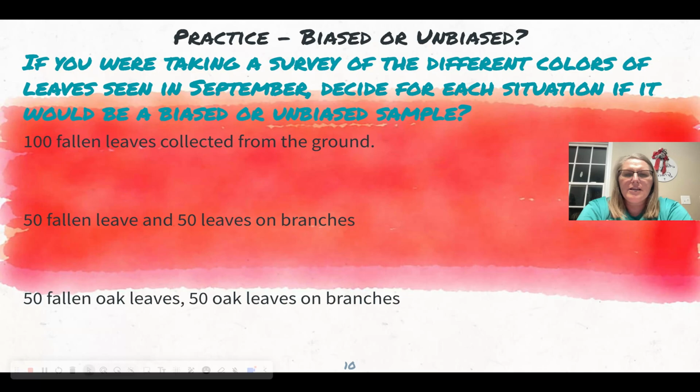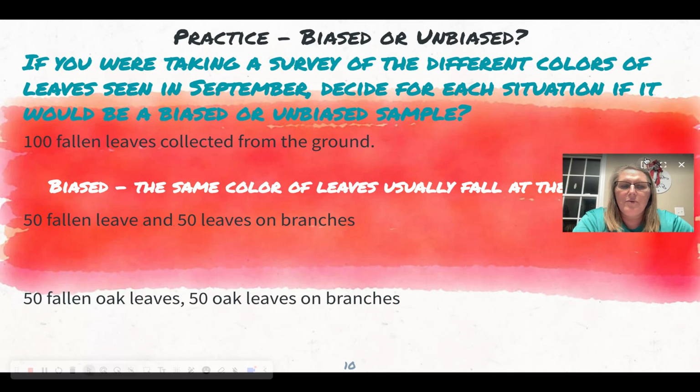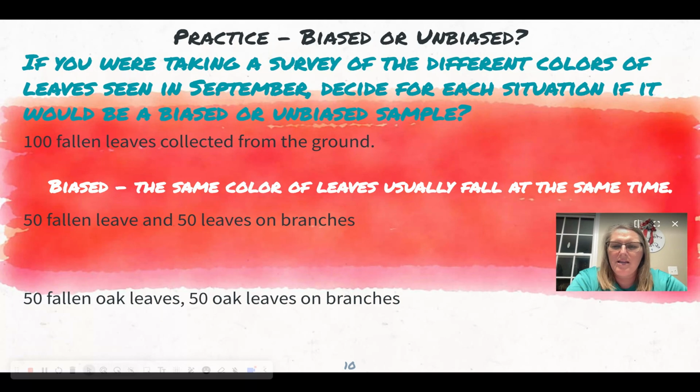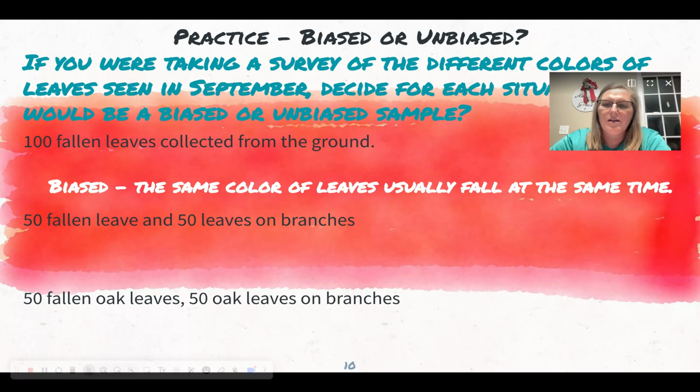All right, if you were taking a survey of the different colors of leaves seen in September, decide for each situation if it would be a biased or unbiased sample. 100 fallen leaves collected from the ground. I'm going to say biased. I know you think, well, why would that be biased if they just collected leaves off the ground? But sometimes leaves of the same color might fall faster than the other ones, so there might be a little bias there.